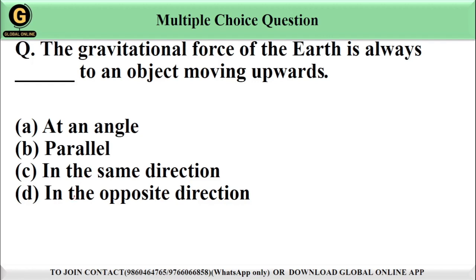Guys, the earth's gravitational force always acts in the opposite direction to the motion of an object. When an object moves upwards, gravity pulls it back down towards the earth, resisting its upward motion. This is why objects fall back to the ground when thrown up or released. So the correct option is option D, in the opposite direction. Moving on to the next question.